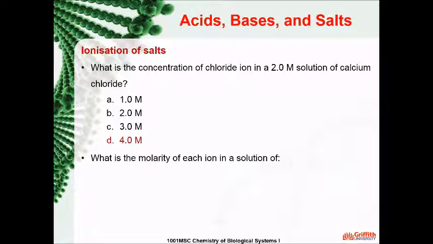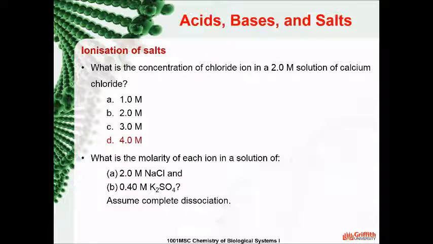What is the molarity of each ion in a solution of 2 molar sodium chloride or 0.4 molar potassium sulfate? Let's assume complete dissociation. The ratio is 1:1 in the first salt, so we expect to get 2 molar Na+ ions and 2 molar Cl- ions. In the second compound, the ratio is 1:2:1, thus we expect to get 0.8 molar for K+ and 0.4 molar for SO4 2-.